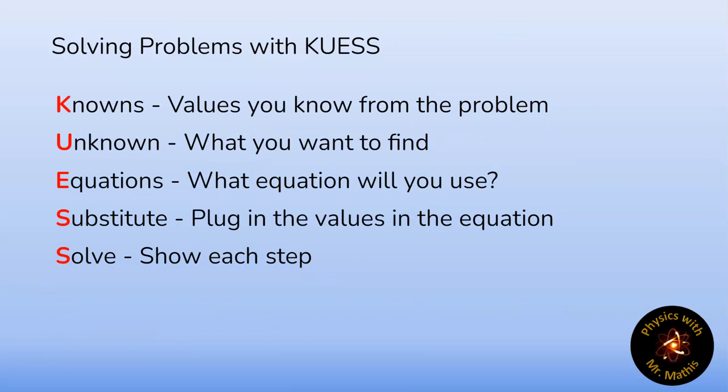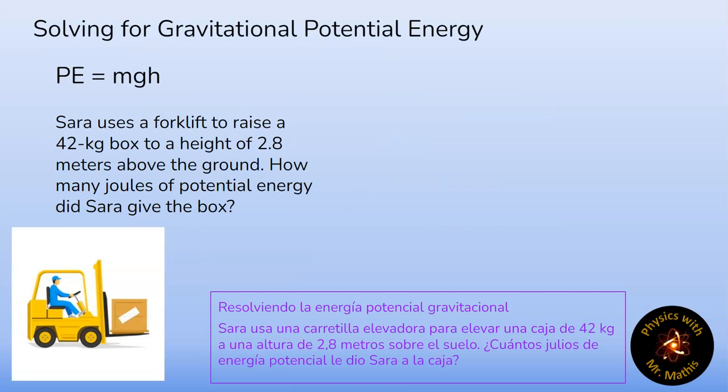Let's use the Q system to solve an example problem using gravitational potential energy. Sarah uses a forklift to raise a 42 kilogram box to a height of 2.8 meters above the ground. How many joules of potential energy did Sarah give the box?